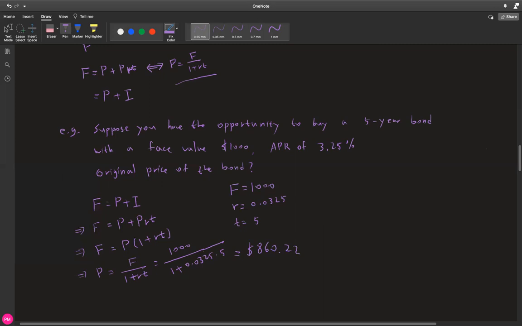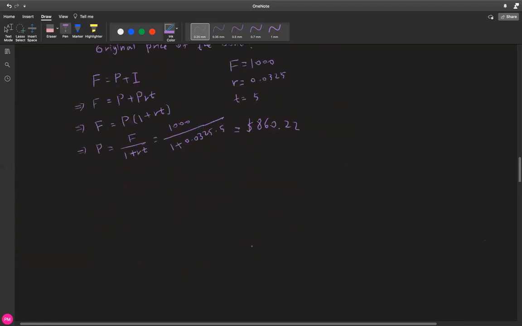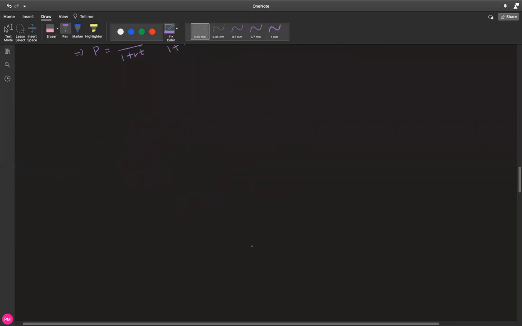Let's go over one more concept. I think next class I'm probably going to go over more examples with the simple interest, but I want to go over different concepts while I'm going over the simple interest right now.